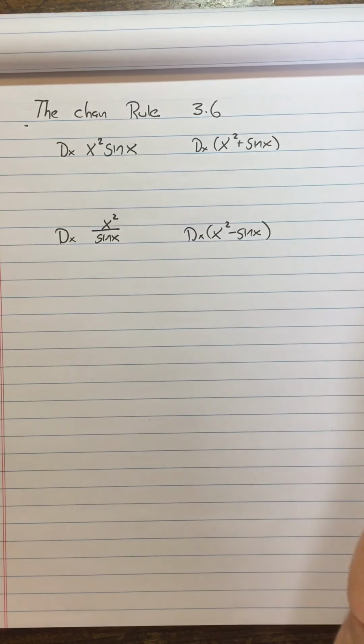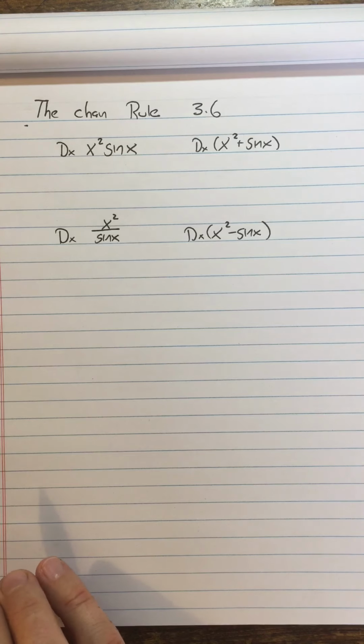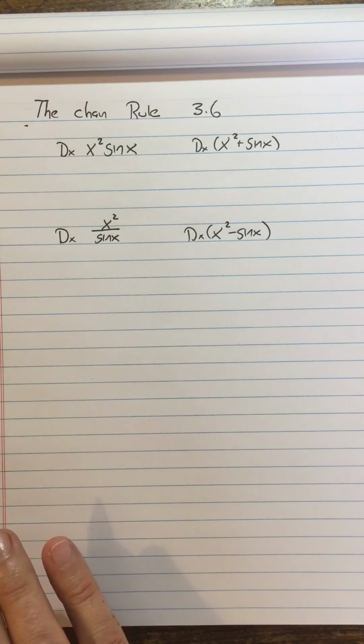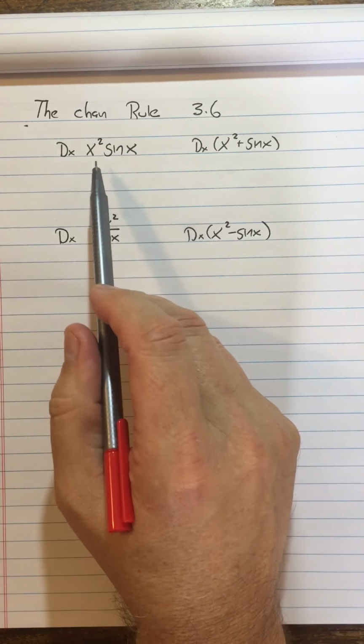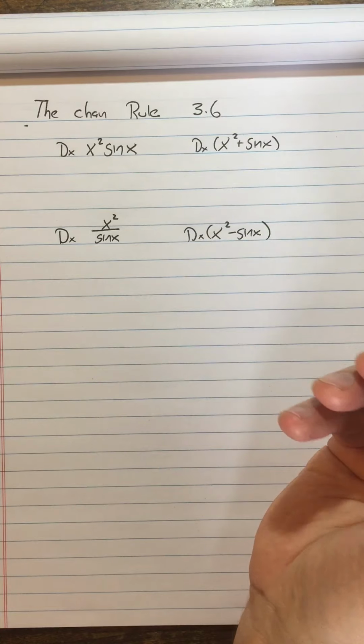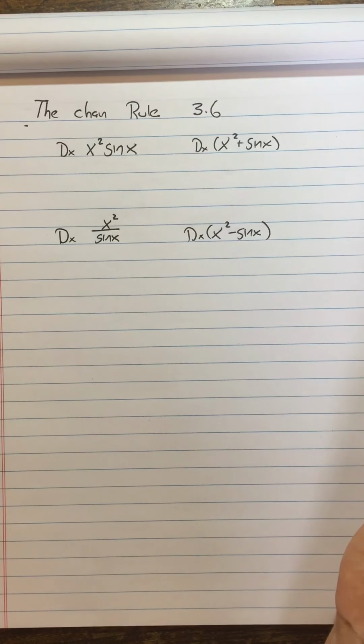So today, the chain rule. Here are four derivatives that you already know how to do. And then I'm going to look at a related derivative. First of all, the pattern here is there are two different functions, x squared and sine of x. There are four obvious ways to combine x squared and sine of x to get another function.